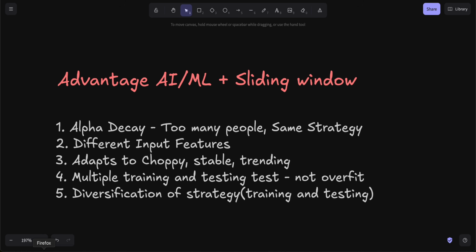So the other advantage of sliding window is that it's got multiple training and testing sets. It's not just one training and one testing as compared to the fixed window. So it's not at all overfit as compared to fixed window.